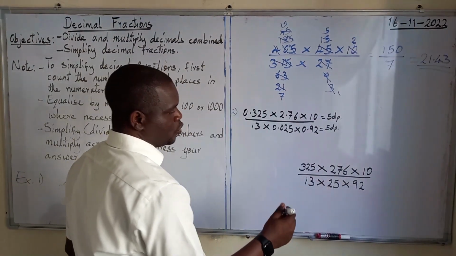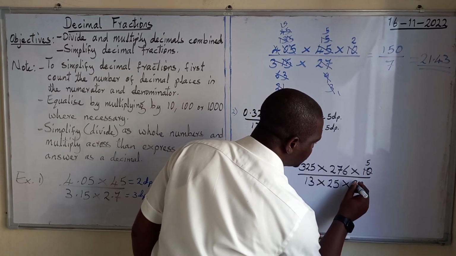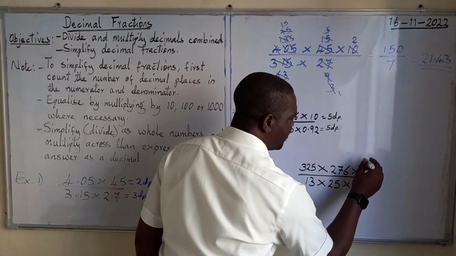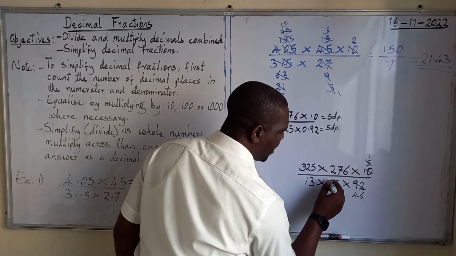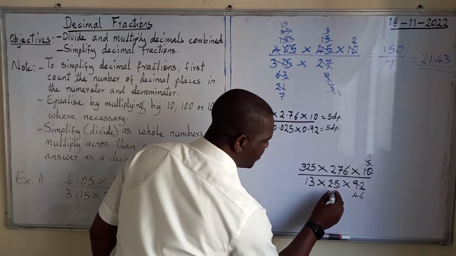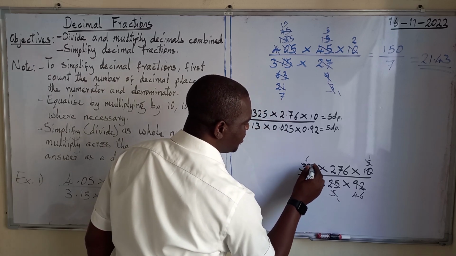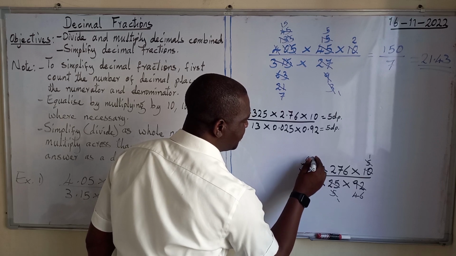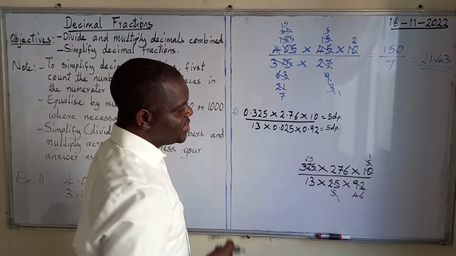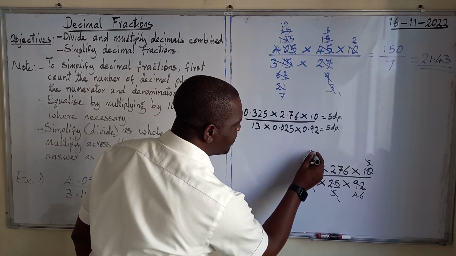Let's start with 2. For instance, 2 can go into 10 5 times, and 2 can go into 92 46 times. We can take 5 and 25. 5 into itself 1 time, and 5 into 25 5 times. We can take 5 and 325. 5 into itself 1 time, and 5 into 325 is 65. 13 can divide itself and 65. So 13 into itself 1 time, 13 into 65 5 times.